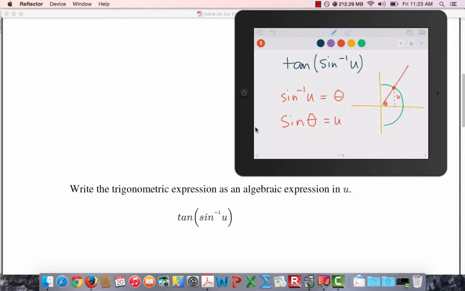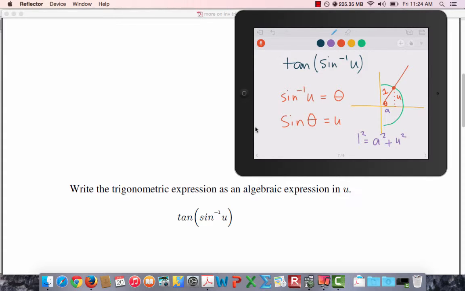So I can label up my right triangle saying, well, the opposite side would be u, the hypotenuse could be 1, and this would be a triangle where the sine of theta is u. We can then use the Pythagorean theorem to figure out the length of the adjacent side, and we would want to write the length of that adjacent side in terms of u as well.